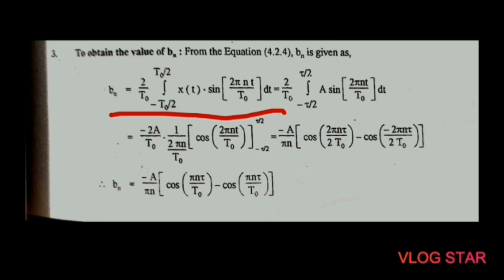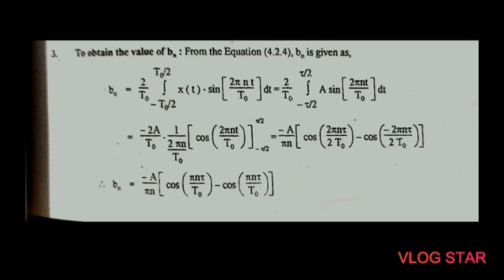Using this formula, 2 upon t0 integration from minus t0 by 2 to plus t0 by 2 of x of t into sine of 2 pi nt divided by t0 into dt. Again, put the value of x of t, that is a, and put the limits, from minus tau by 2 to plus tau by 2 with respect to dt. Next step, calculate the integration of sine.